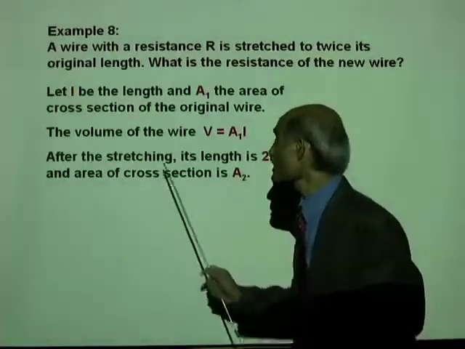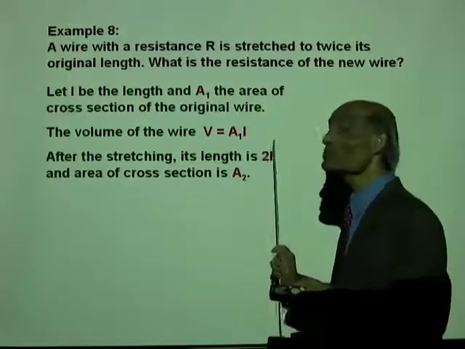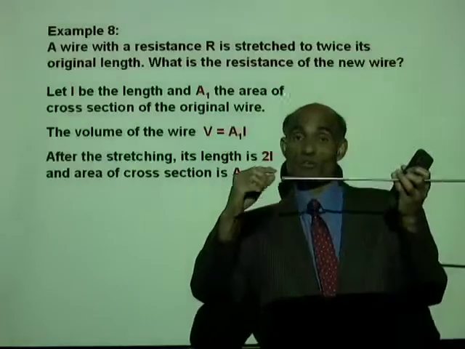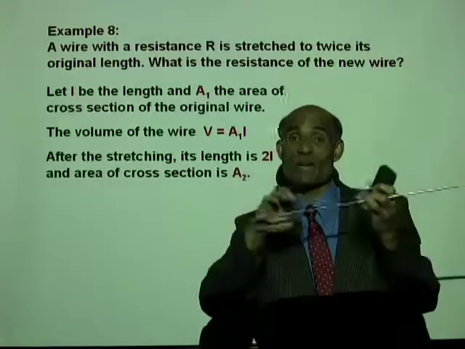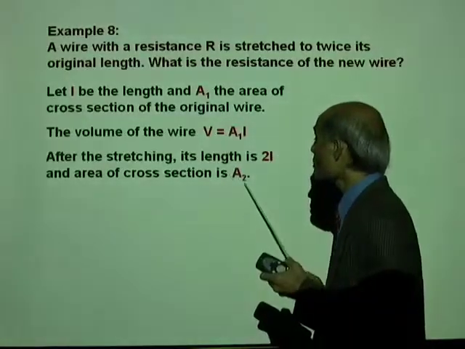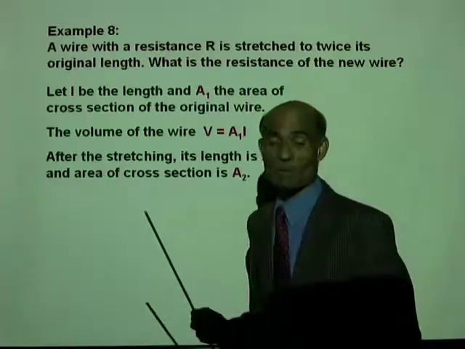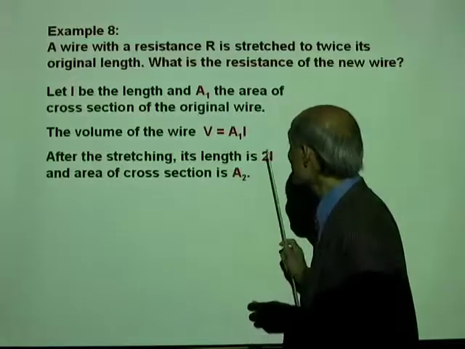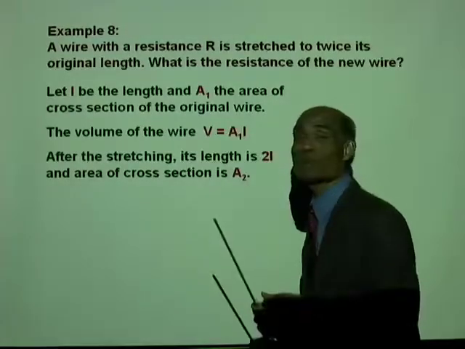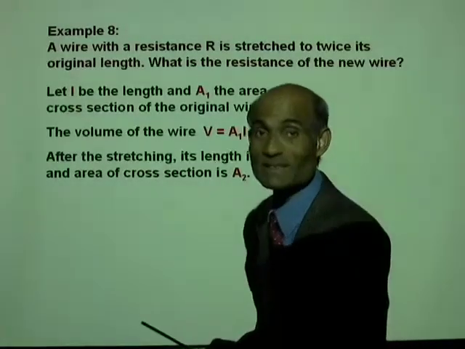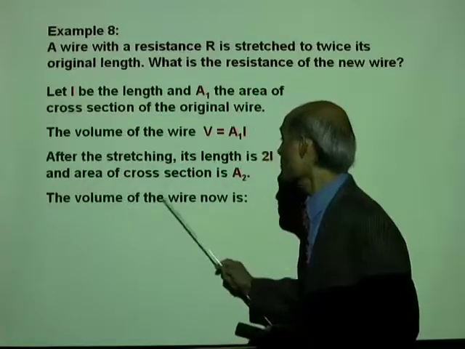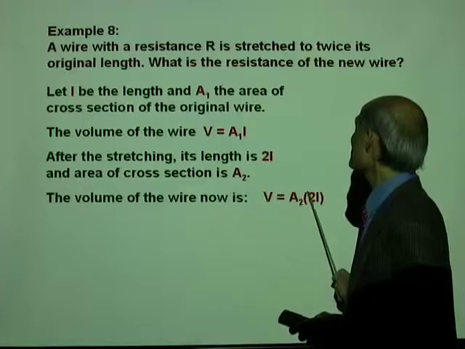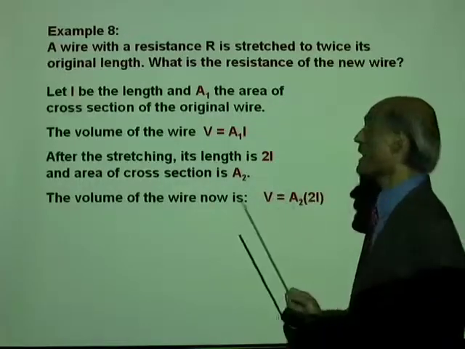Now after stretching, its length is 2 times the original length. And its area of cross section obviously is smaller now. Let that area of cross section be A2. What is the new volume? The new volume will be 2L times A2. Is that right? Yes. So the volume of the wire now is V equal to A2 times 2L.